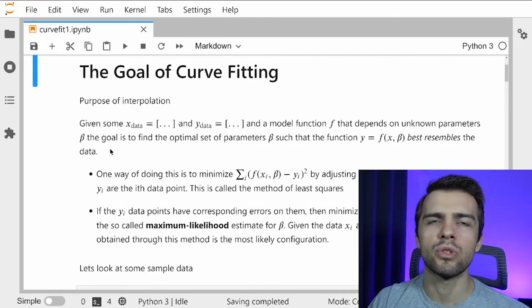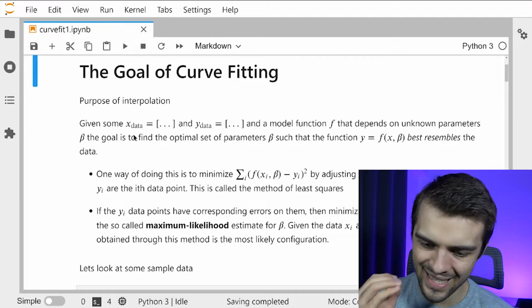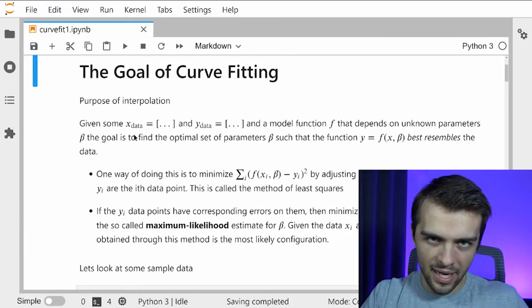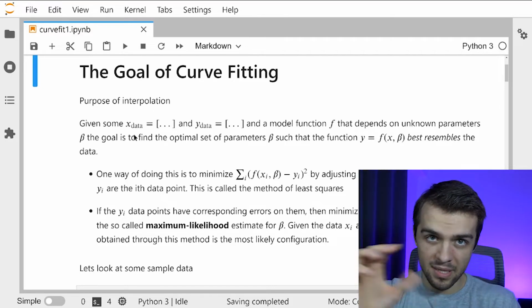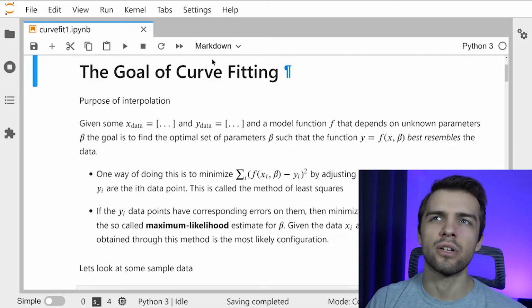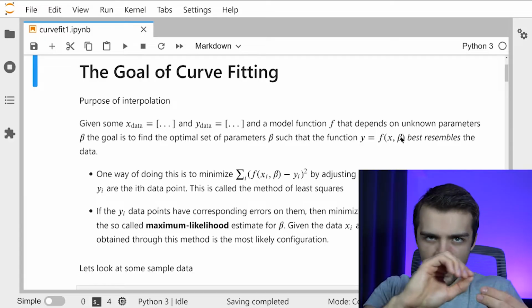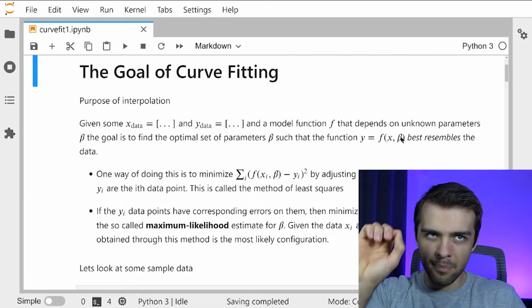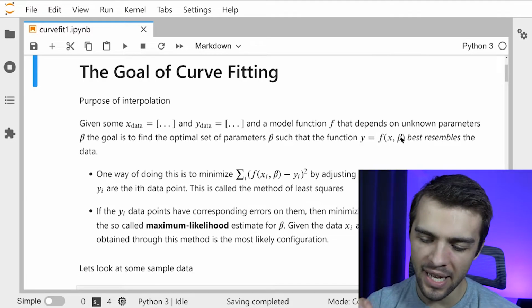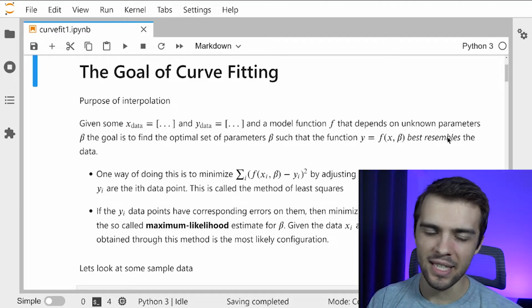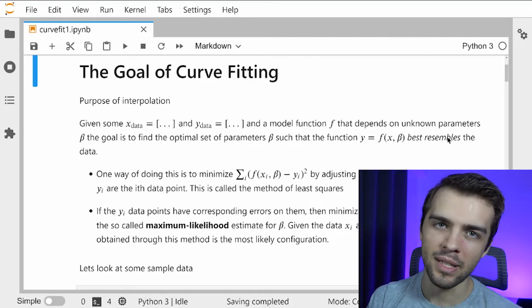The goal of curve fitting is to find the best set of parameters beta, again, for a parabola, the best values of a, b, and c, if you're talking about a quadratic curve, such that the function y equals f of x, beta, if you plot that line next to your data points, it best resembles the data. And "best resembles" I have in italic here because it's sort of ambiguous what that means.